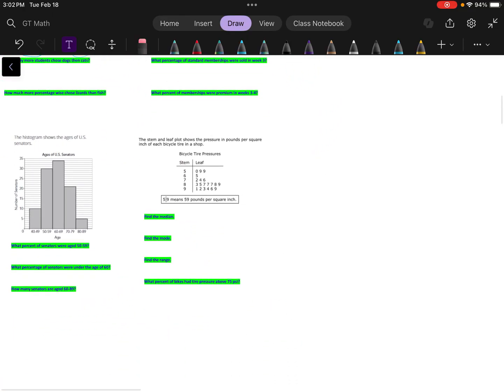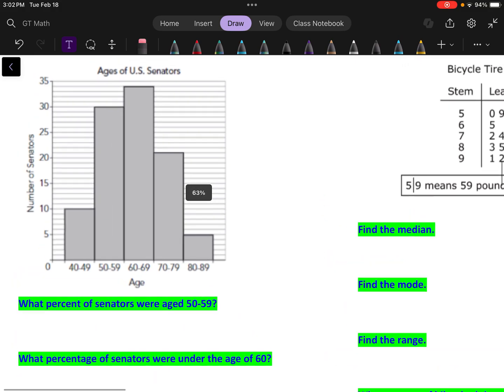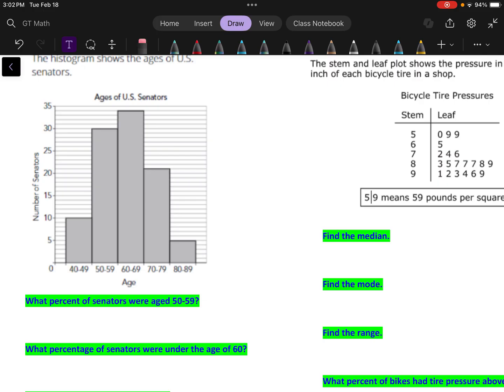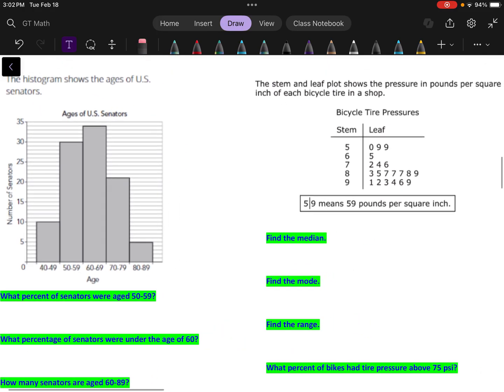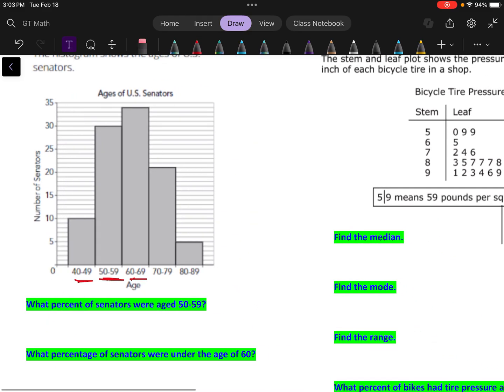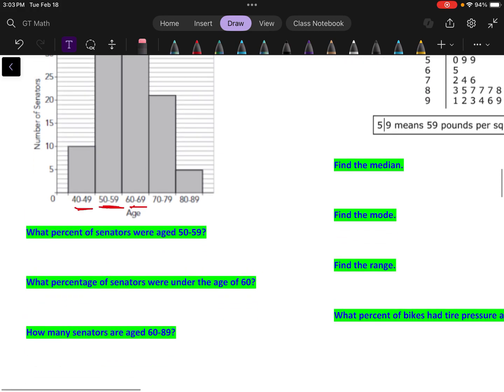All right, now let's take a look at histograms. For this one, what percent of senators were aged 50 to 59? You can see that right here. This is a bar graph, a histogram, that gives you more information. Basically, it's not telling you just 40 or 41. It's saying 40 through 49, 50 through 59, 60 through 69. So it gives you a range. So if I wanted to find out what percent of senators were 50 to 59, that's this section right here.